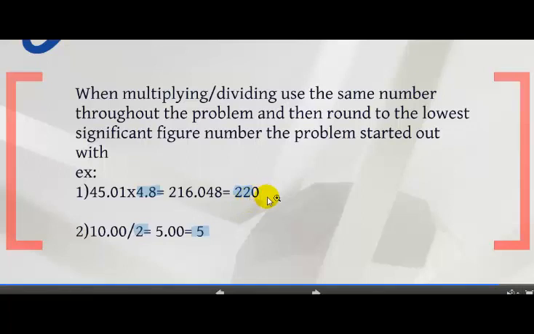Another way to do this would be to put it into scientific notation, and you could make that 2.2 times 10 to the second, and then your 2.2 is your 2 sig figs. This number has 4 sig figs. This number has 1. So when you round this, you're going to round the answer to 1 sig fig, which would be 5. Okay? And that is it.